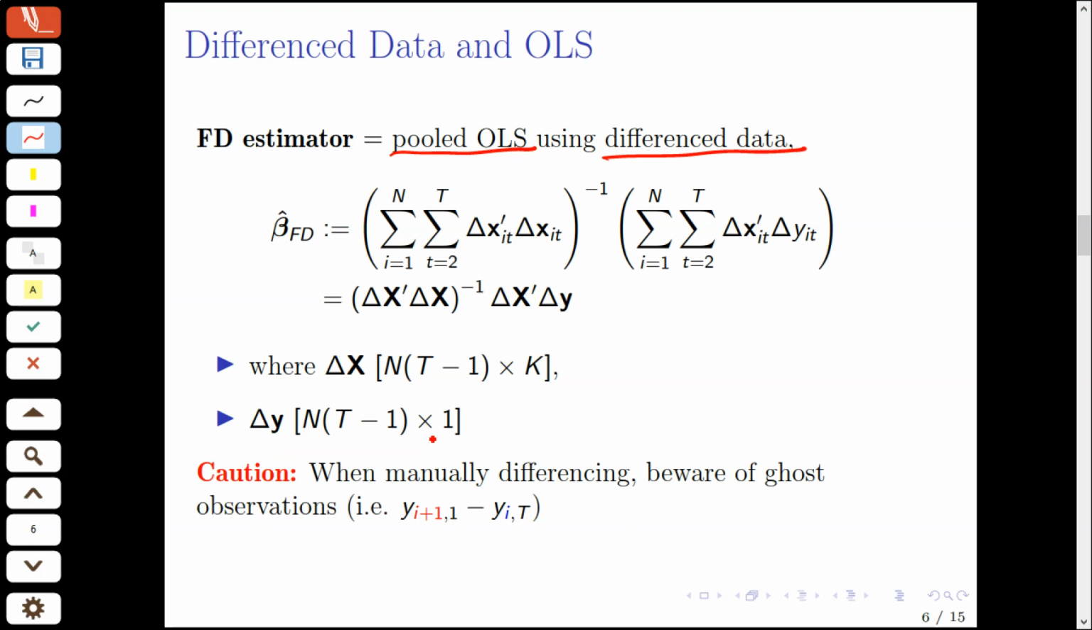I want to stress here that there is one potential pitfall that arises from first differencing. That is, when you're manually conducting the differences, you should be careful not to suddenly create ghost observations. By ghost observations, I mean you should remove the rows of data that arise from comparing data for one individual in the first period with data for another individual in the last period, which will pop up when you do the differencing in a manual manner if you're not careful.